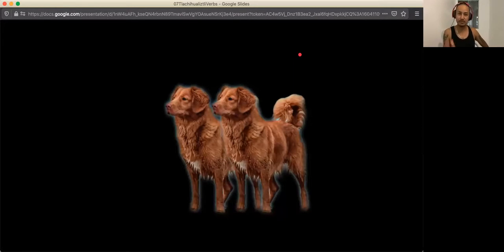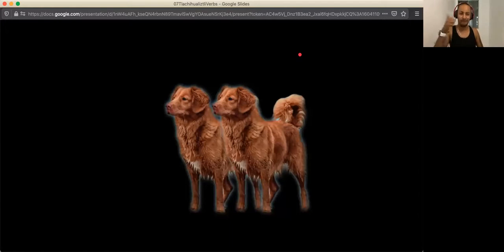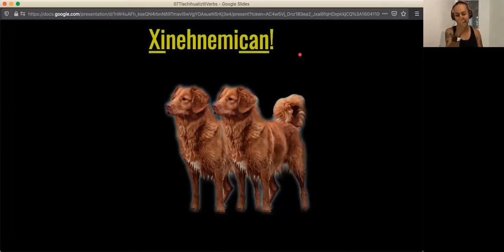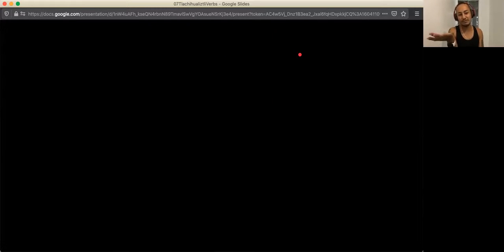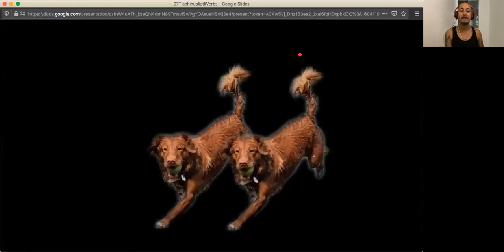Give them the command to walk. Shinenemikan. Wali. Shinenemikan. Okay, Wali. So now they're gonna do what you say because dogs like to follow the leader. So chichime nehnemi. Wali. All right, so we're just stating that they are walking. Chichime nehnemi. Wali. So now tell these dogs to run.